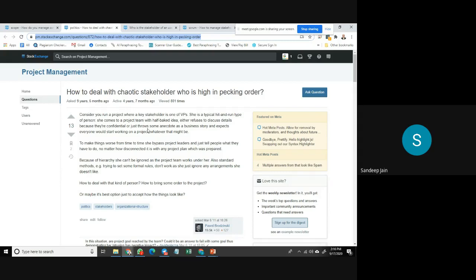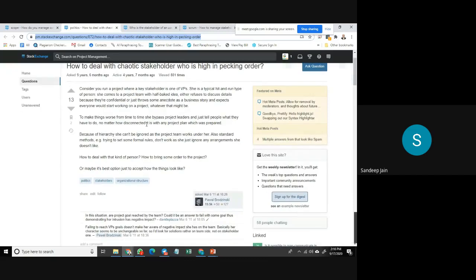Okay, so you can read your question first, and then we'll allocate 2 minutes for reading. So can you go through this? Read the question for the class. Start with how to deal with chaotic stakeholders. Mrinalini, you can do the reading. So, how to deal with chaotic stakeholders who are high in pecking order?